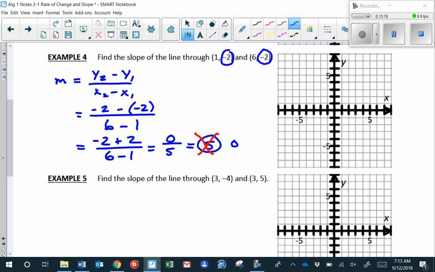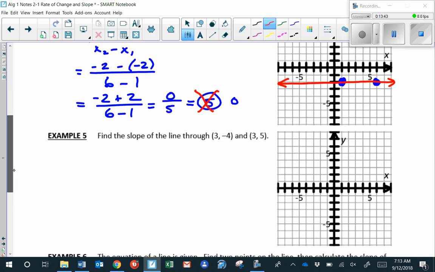All right, so let's graph our points and see if that matches up. 1, -2 and 6, -2. What we see is a line that contains those 2 points where there is a 0 rise and a positive run if we go from one point to the next.